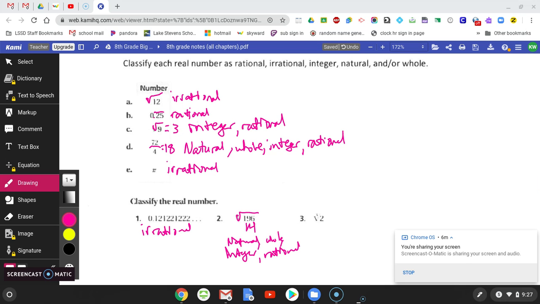And then the last one, we have the cube root of 2. That's kind of hard to see. Let me rewrite it. Cube root of 2. The cube root of 2 is not a whole number answer, so we know it is going to be irrational.